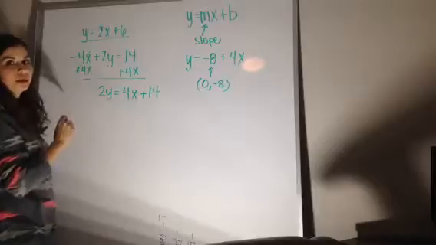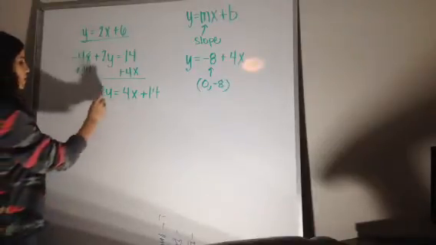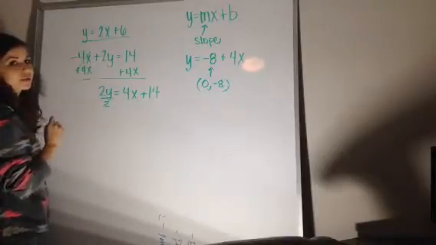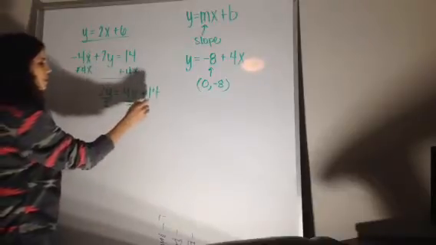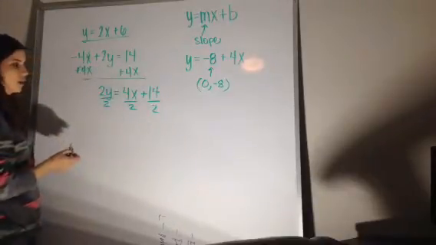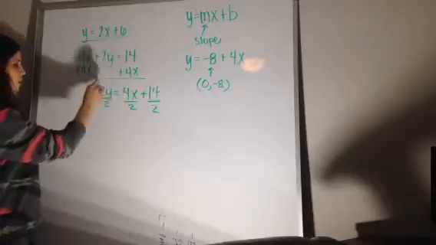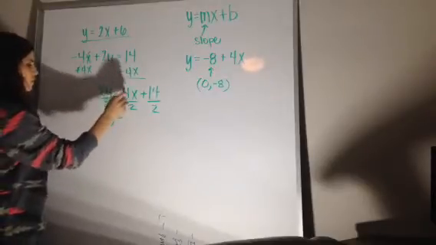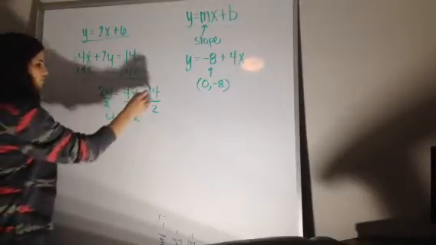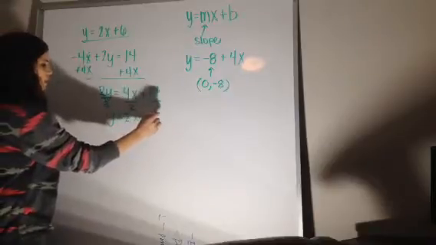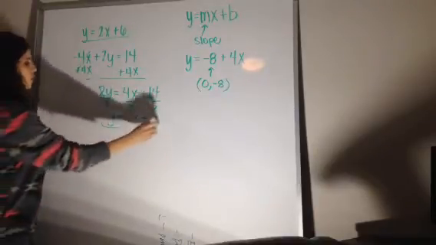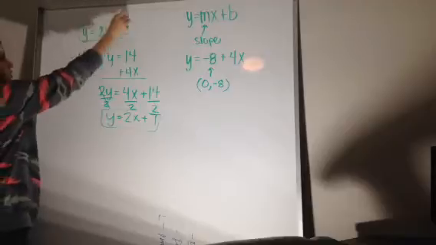Okay, y is not alone yet. It has a 2 being multiplied to it. So I have to divide everything by 2. It can't just be one thing. An equation means that all things are equal, so we have to do the same thing to every term. Okay, so then y equals 4 divided by 2 is 2x. 14 divided by 2 is positive 7. So that's our equation, and this was our other equation.